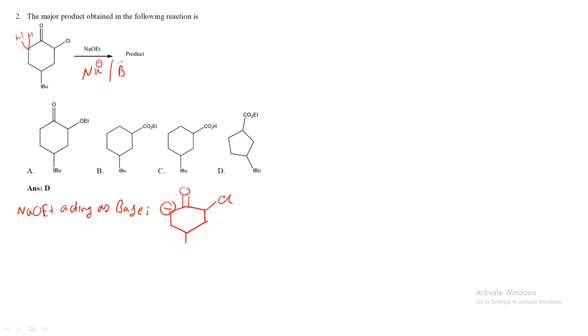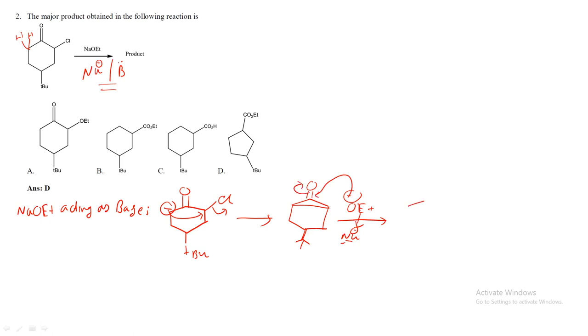Here the rest of the groups are there, chlorine and tertiary butyl. Then a normal SN2 reaction would happen and make this type of cyclopropane ring, a cyclopropanone type ring, with the rest being the tertiary butyl group. Now NaOEt is present, so EtO minus would act as a nucleophile. At first it acts as a base, then it acts as a nucleophile. As a nucleophile it would attack the keto center and make this O minus and OEt, and this is a 5-membered ring with the tertiary butyl group.